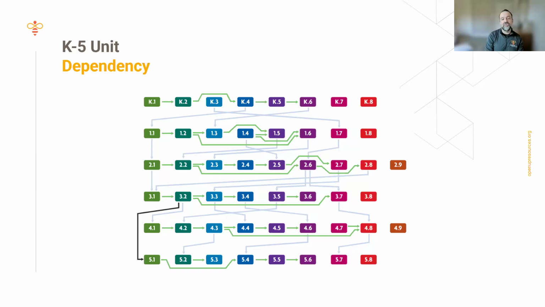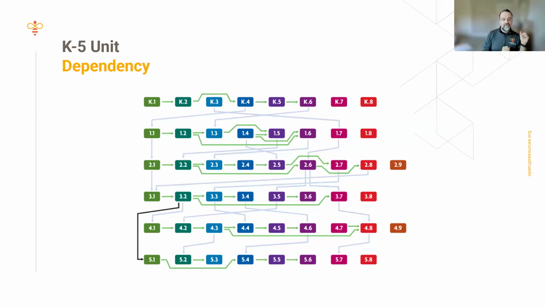You're going to see some green arrows moving horizontally. These green arrows are showing you how individual units within any given grade level are connected to one another. So you'll see that row that starts with K.1 and ends with K.8. Well, that's your kindergarten spectrum.